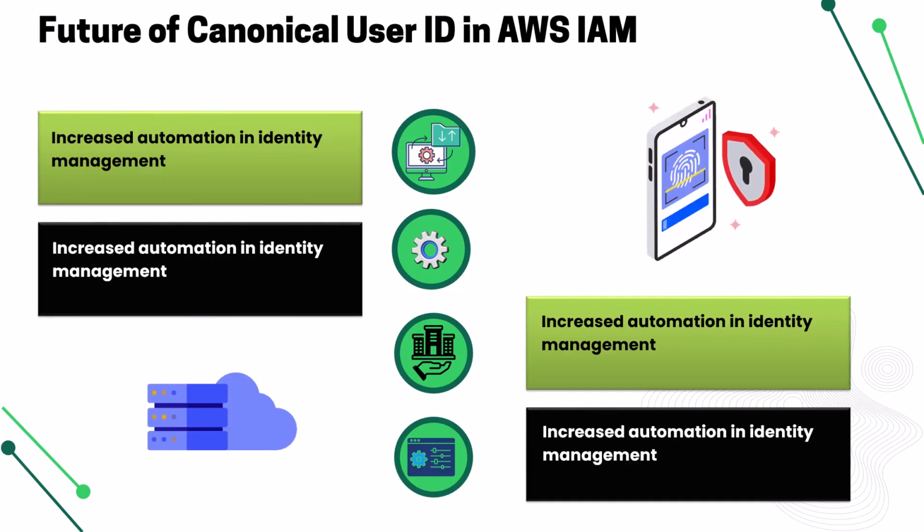The future of Canonical User ID is evolving, just like technology itself. Expect more automation in identity management, making life easier. Security will get even tighter, ensuring user IDs are well protected. Multi-cloud integration is on the rise, so IAM will need to adapt. And who knows, Canonical User ID might eventually be replaced by something even better.